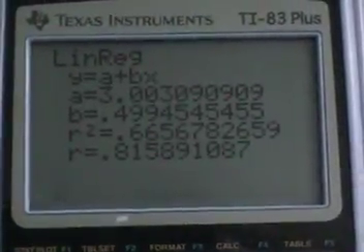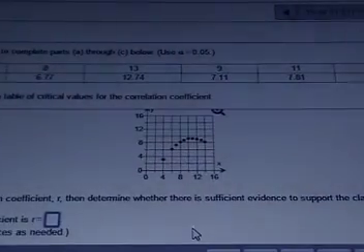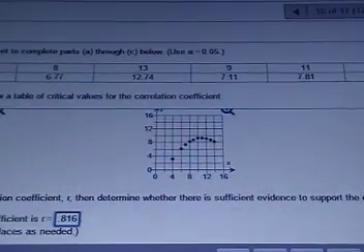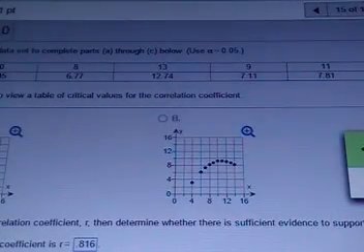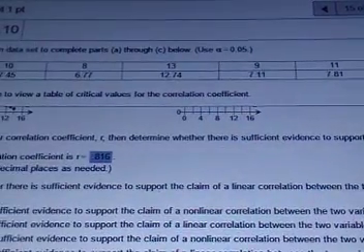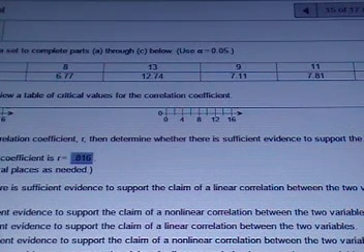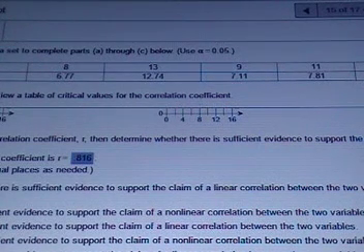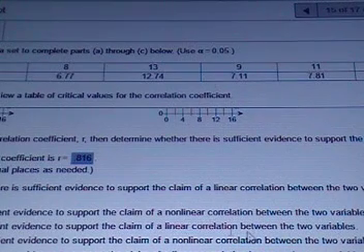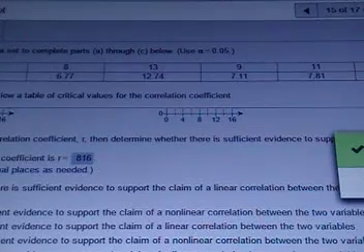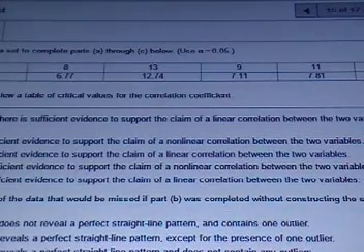So if you have to do another problem, at least r will be there now. So my r is 0.8158. Round to 3 places, so I'm going to say 0.816. When correlation is above 0.8, the 0.8s and 0.9s, that's good. The closer to 1 you get, the better. If you are above 0.8, then you have strong correlation. And then you can say there is sufficient evidence to support the claim of a linear correlation between the two variables. There is a linear correlation between them. One variable can be used to predict the other one.